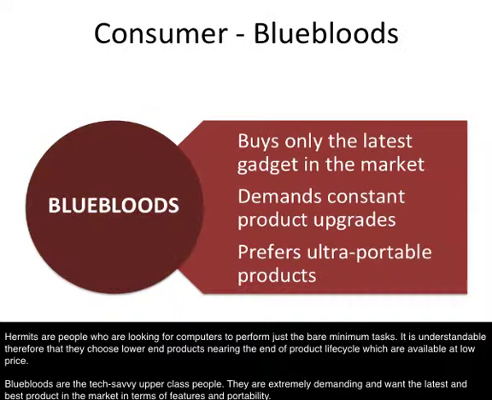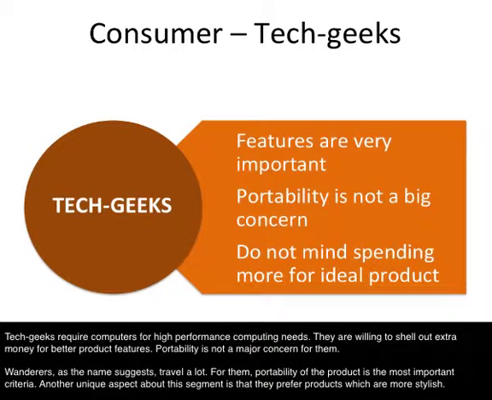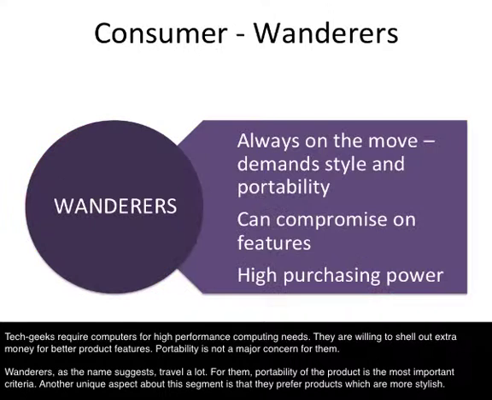Blue bloods are the tech-savvy upper-class people. They are extremely demanding and want the latest and best product in the market in terms of features and portability. Tech geeks require computers for high-performance computing needs. They are willing to shell out extra money for better product features. Portability is not a major concern for them.